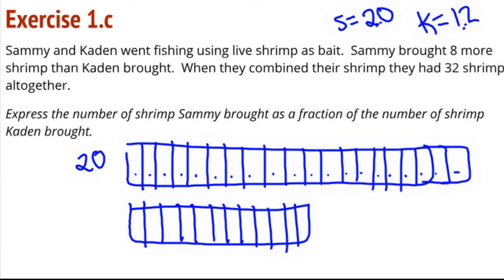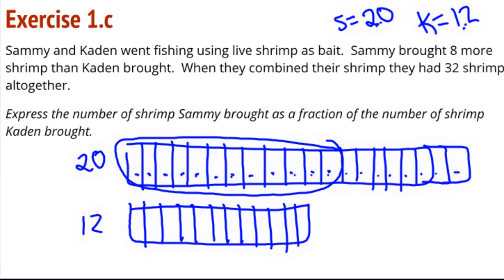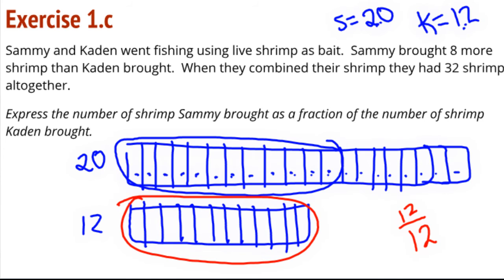So here's 20, and here's 12, and I could count 1, 2, 3, 4, 5, 6, 7, 8, 9, 10, 11, 12. These 12 here are equal to these 12 here. So that would be equal to 12 twelfths. But Sammy then has 8 more, so he has 20 twelfths of what Caden does.